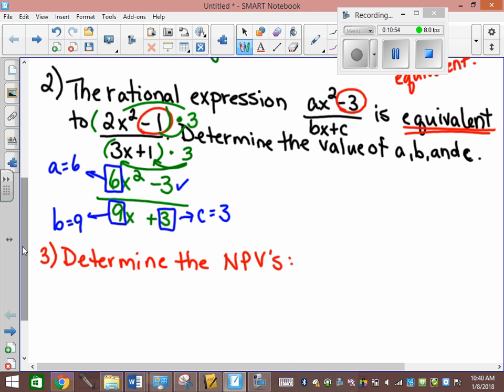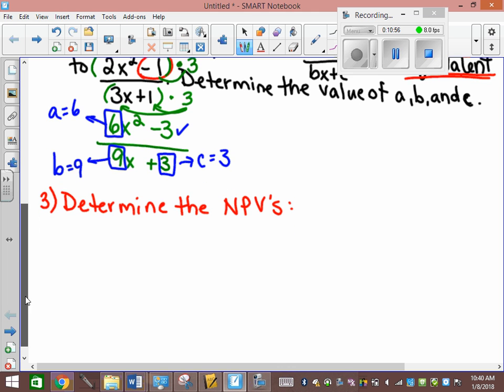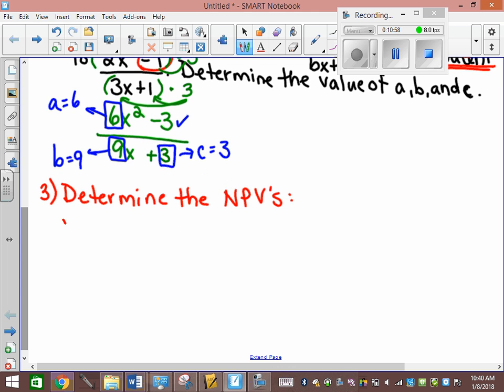So true statement, NPVs are only in the denominator. Now, A. We have 12p squared minus 8p over 6p cubed minus 4p squared.